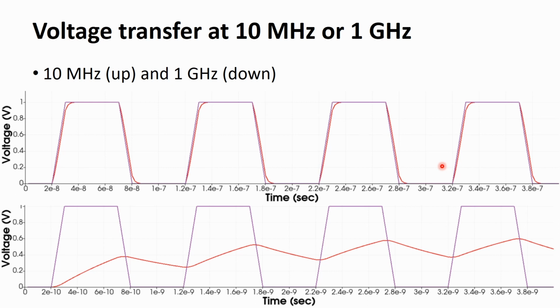On the other hand, when the frequency is high, 1 GHz in the bottom panel, only the DC component can pass without much loss. So the output approaches 0.5 volt and the amplitude is much smaller than the input signal.